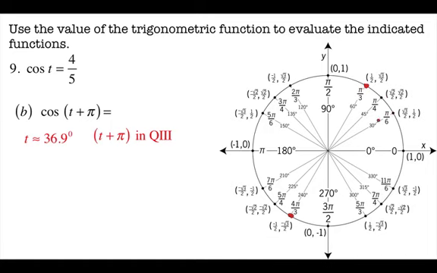Look at this one as well. This is pi over 4, and if I add pi to it, I end up here. What is the x value? Here it is radical 2 over 2. Over here it is just negative. So given that, I know that since cosine of t is equal to 4/5, cosine of t plus pi is going to be negative 4/5.